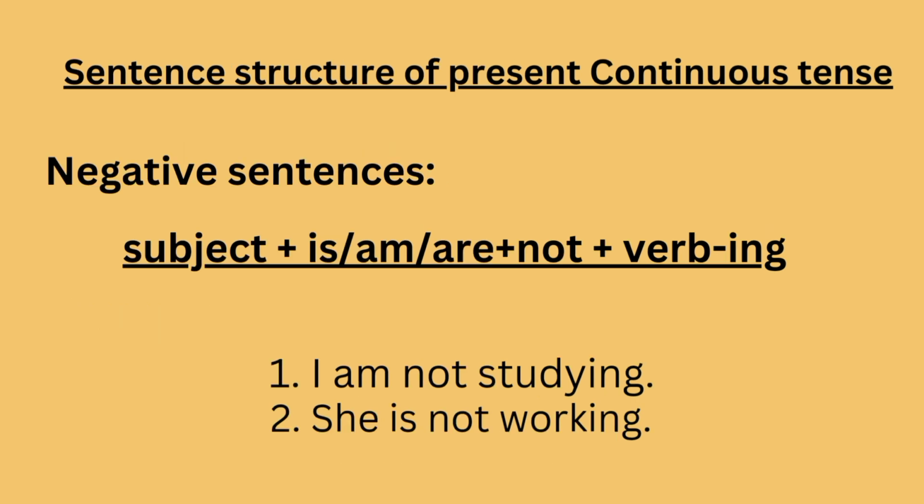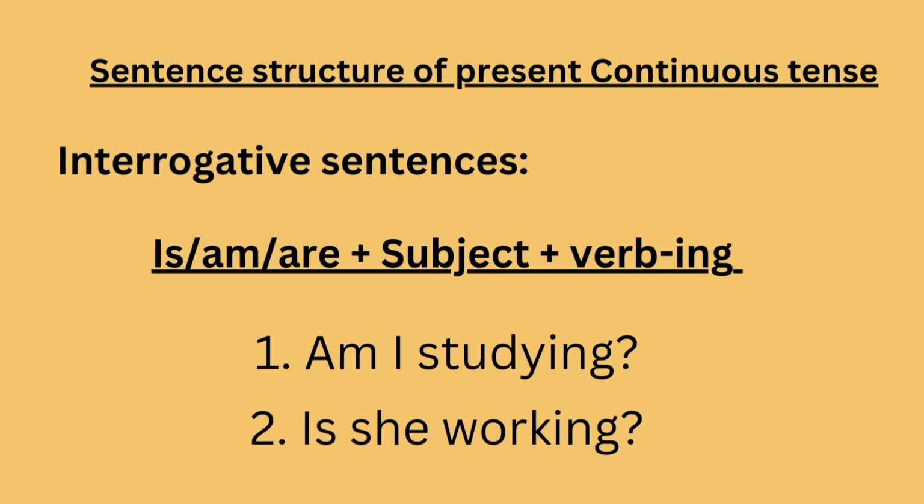To form negative sentences, you just need to add not after the helping verb is, am, are. Let's understand with examples. I am not studying. She is not working. And to form interrogative sentences, you need to put the helping verb in first position.